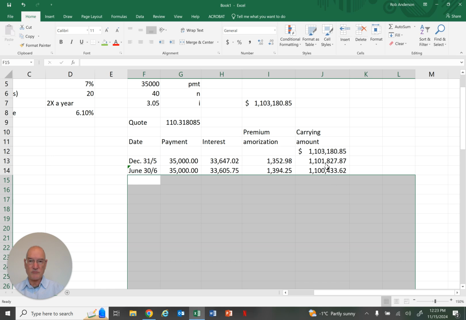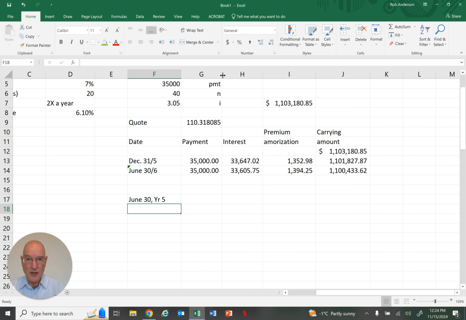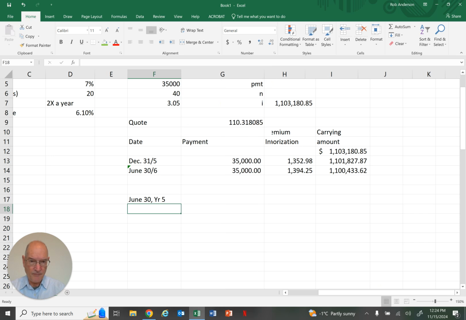So let's look at our journal entries. Well, the first entry is the issue date of the bond. June 30, year 5. It's our first entry. Now, I'm going to mess up this table a bit because I need bigger spaces for the account title column and the debit credit column.